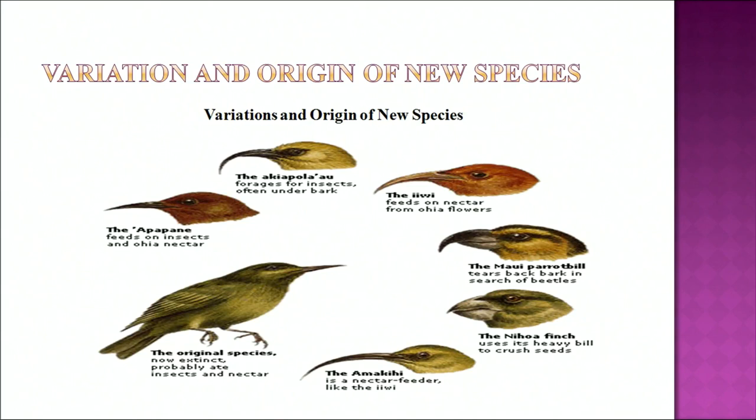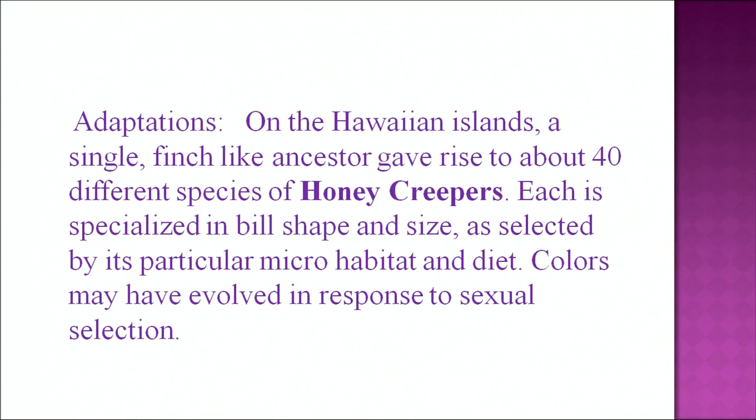In this slide, you can see variation and origin of new species. You can see different beaks, a beak to eat the insect or to eat the bark or to dig the soil and take out the insects. So different kinds of beaks, so different kinds of species. Adaptations. On the Hawaiian Islands, a single finch-like ancestor gave rise to about 40 different species of honeycreepers. Each is specialized in bill shape and size, as selected by its particular microhabitat and diet. Colors may have evolved in response to sexual selection.